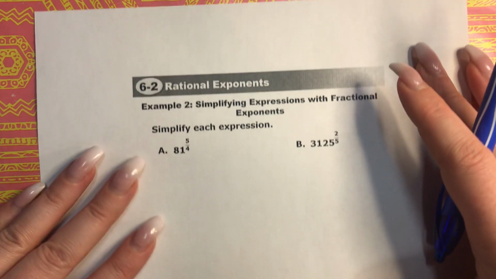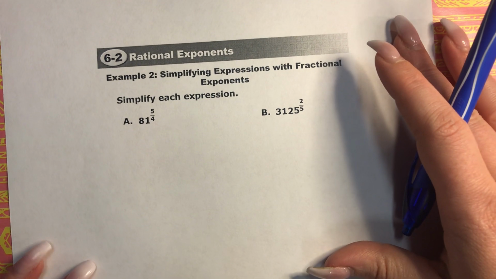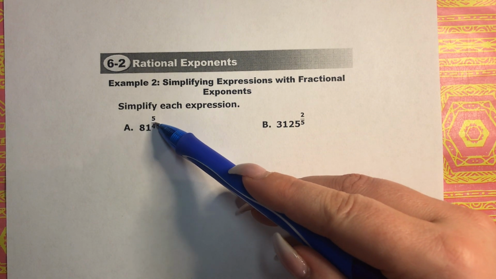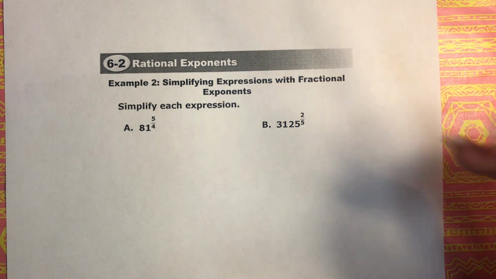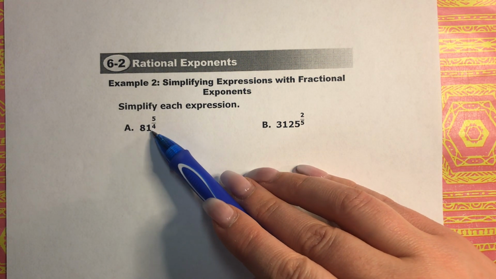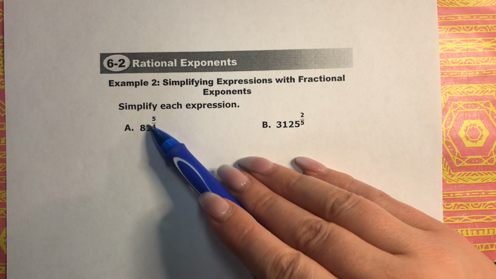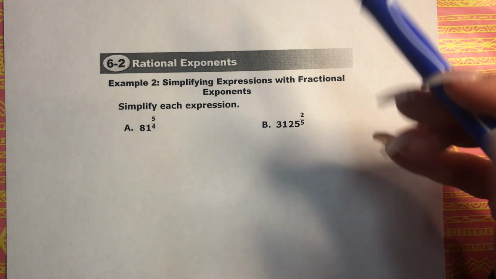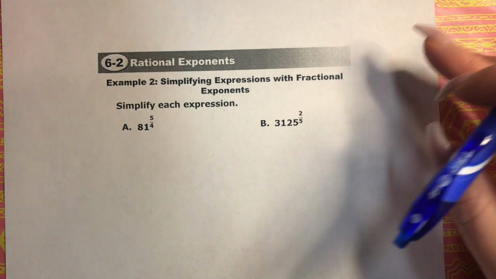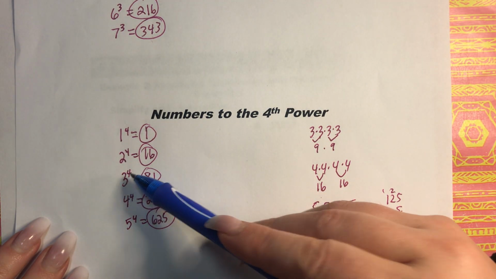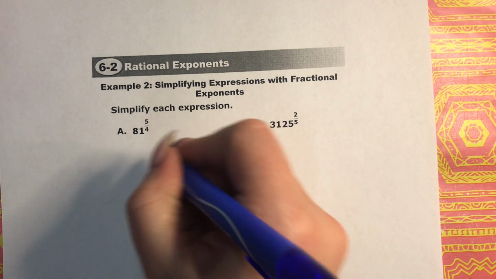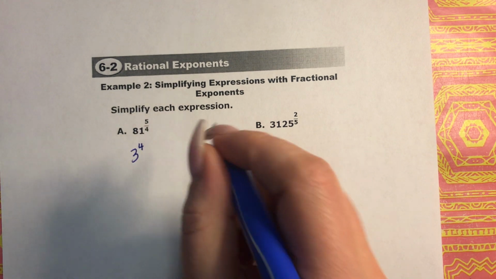So this first example here. Okay. Let me get it here. So we have 81 to the 5/4. Okay? So when I look at this, I'm looking at this number on the bottom, and it's the 4th root. So I'm asking myself, is 81 a number that can be written to the 4th power? And so let's look at my numbers to the 4th power. And yes, 3 to the 4th is the same thing as 81, right? And hopefully you guys remembered that. So instead of writing 81, I'm going to write 3 to the 4th power.